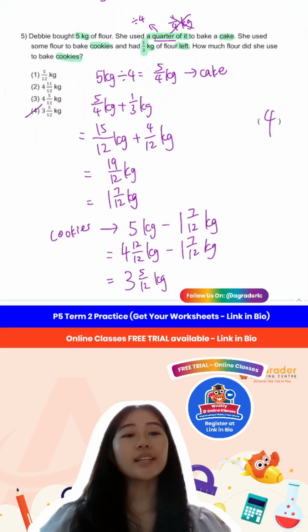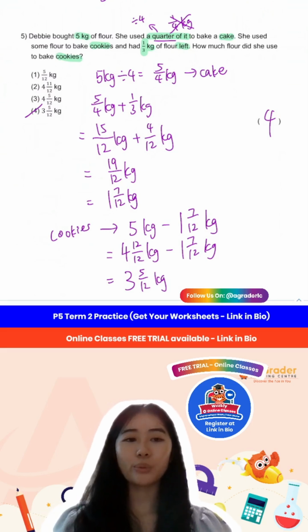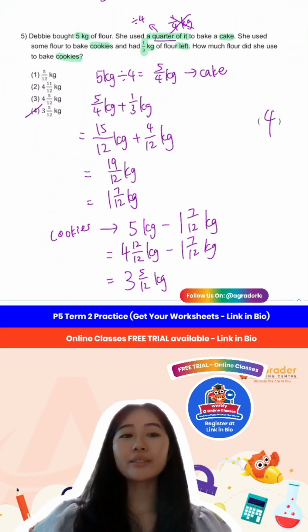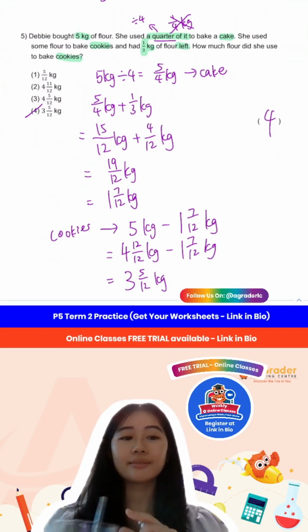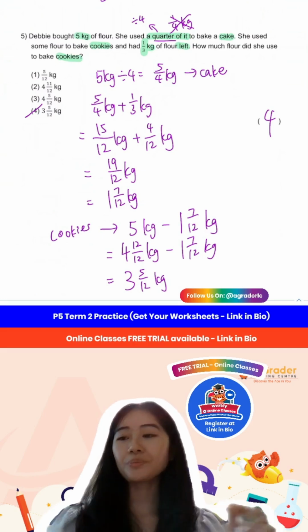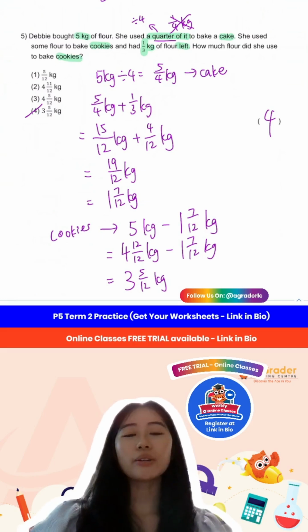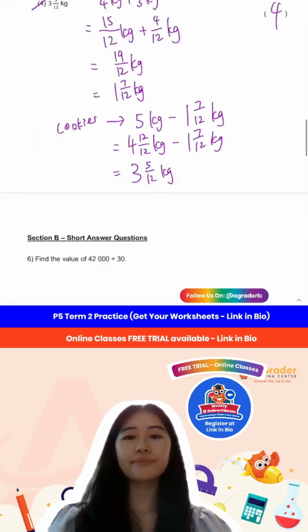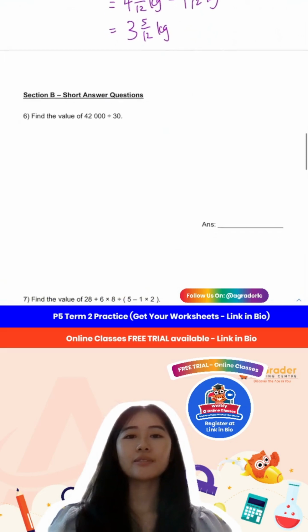Can I check, does anyone still need this question? If not, we can move on to section B. We are done with our MCQs. Anybody is still copying? Okay, so seems like you guys are done. We can move on to section B.